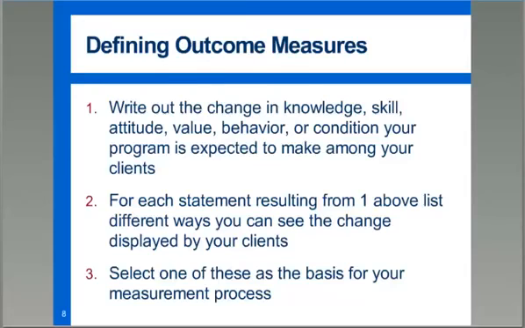What you want to do is make sure you don't have a laundry list of them. If you have more than 2 or 3, you're probably not going to be able to accomplish them all, or your staff and volunteers are going to have trouble prioritizing them to make sure that they can accomplish them all. For each of those statements of outcomes, you should make a list of how you can observe the change being accomplished. Then you're going to select one of those as the basis for your measurement process.